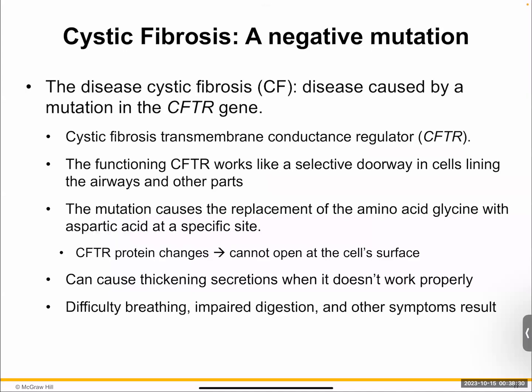I do want to mention, maybe some of you have heard of this medical condition called cystic fibrosis. This is a very good and common example used to describe a negative mutation. Cystic fibrosis, shortened to CF, is a medical condition that's created by a mutation in a gene called CFTR. CFTR is basically a transmembrane protein, a protein that's inside the membrane, and it regulates what gets into and out of your cell. So as you can see, it's a selective doorway.